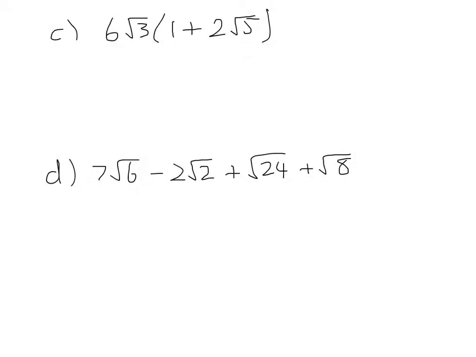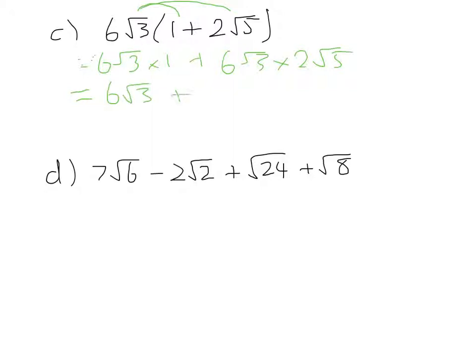And for this one here, we'll need to expand out the bracket. So this is going to be 6 root 3 times 1 plus 6 root 3 times 2 root 5. So this will be equal to 6 root 3 times 1 is just 6 root 3. Plus, now for this one, like the last question, if it's outside the surd, we keep it outside the surd, so 6 times 2 is 12. And then inside the surd we're going to have 3 times 5 is 15.